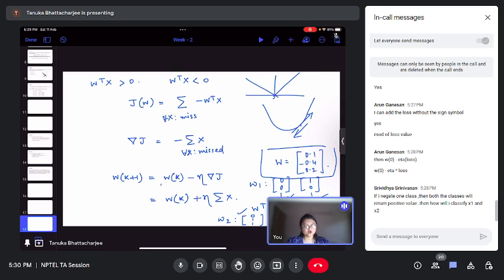But when you go for testing one sample, obviously you will not negate that sample. You will just do W transpose X with the original value, and if it is positive, you will classify to omega 1. If not, you will classify to omega 2. This negating is for getting to the optimum W value.